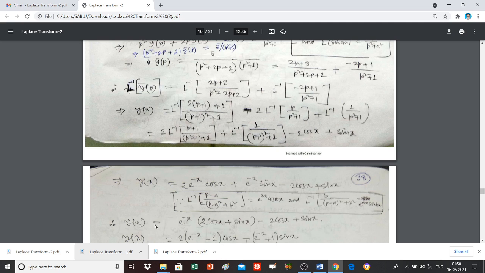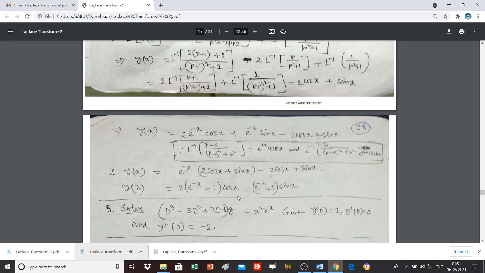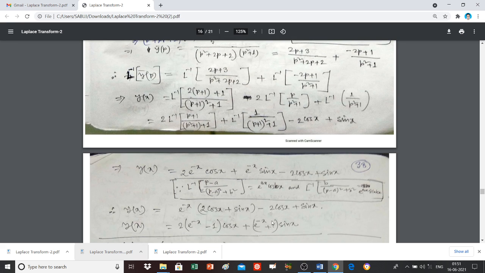So after that, y(x) is equal to, just simplify this, and finally we obtain 2 e to the minus x minus 1 cos x plus 2 e to the minus x plus 1 sin x. Just simplify this. So this is the final solution of the given equation.